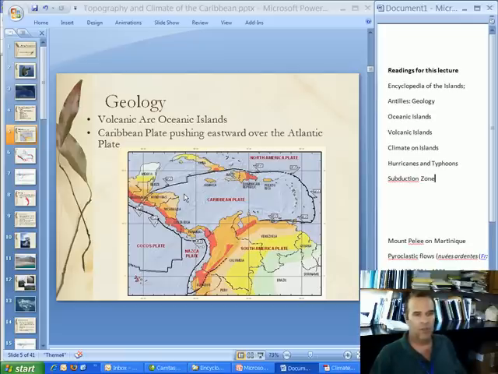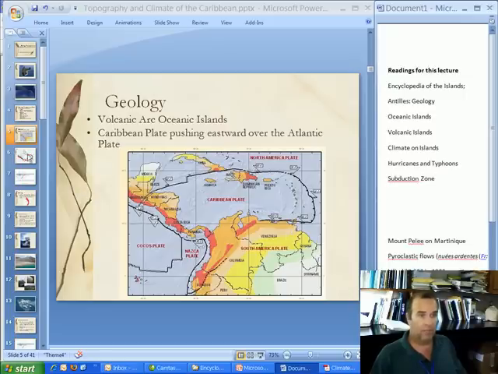Instead, the plates are shifting relative to one another. And these are known as transverse faults. And they don't come with volcanoes. They do actually come with earthquakes, however. And the big earthquake in Haiti was probably associated with this transverse fault on the northern boundary of the Caribbean plate.